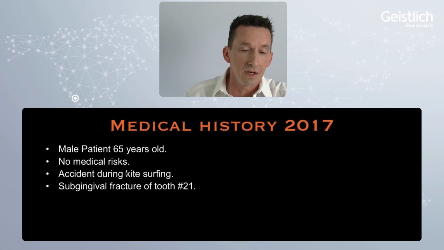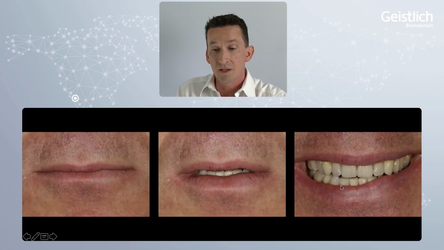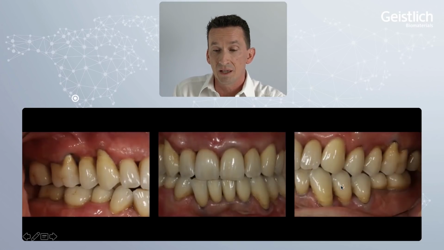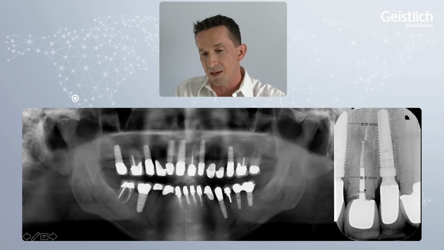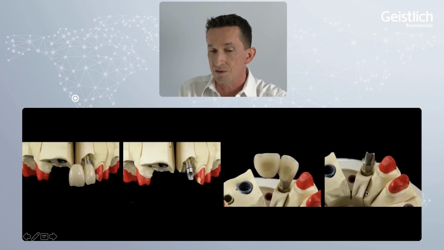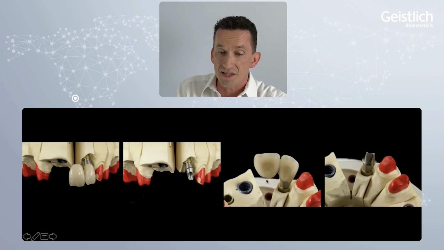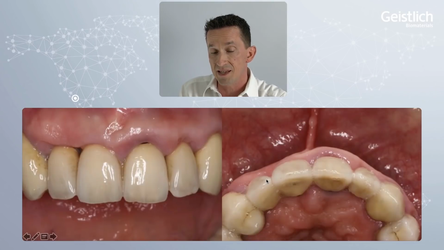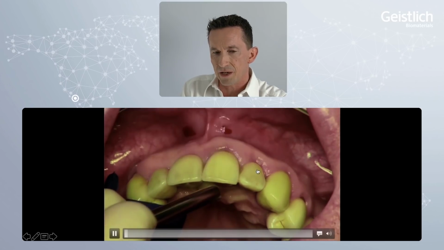Of a 65-year-old male patient. He had an accident during kite surfing and he broke one tooth. So this is how he came in. And he broke that tooth. You see very deep, already a root canal treated tooth, and he also broke the post. So what did we do? We produced a long-term provisional as an extension bridge, like you can see here. We took out his old reconstruction in the front, and now we started, that's the implant, that's the fractured tooth.